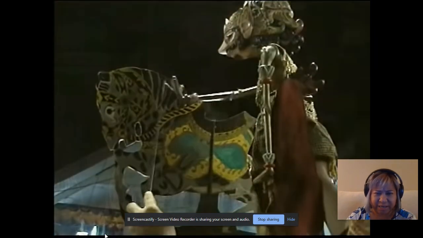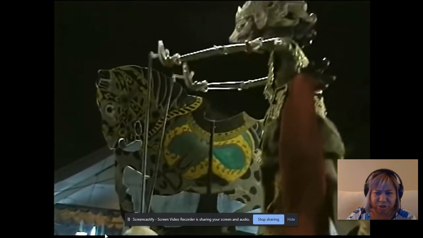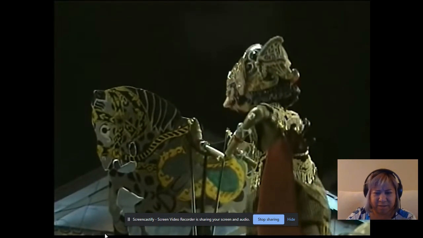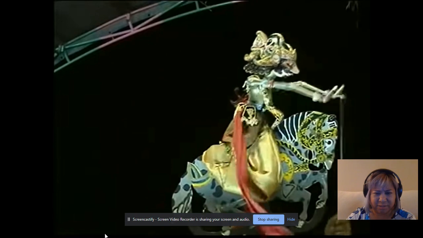So there's 2 different types. There's a 3-dimensional wooden puppet, Golek. And there's the flat ones.